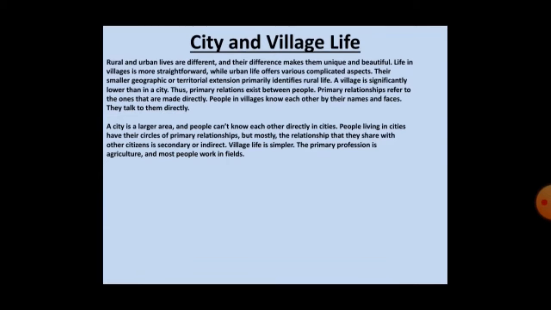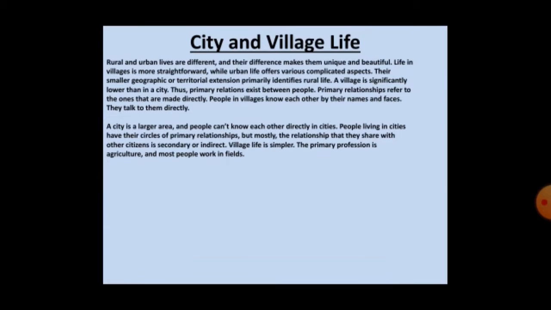So a village is significantly smaller than a city, thus a primary relation exists between people. Primary relationships refer to the ones that are made directly. People in villages know each other by their names and faces, they talk to them directly. So in this paragraph they show that in village life, people are quite close with others, but in contrast, city people are quite far in relation with others.